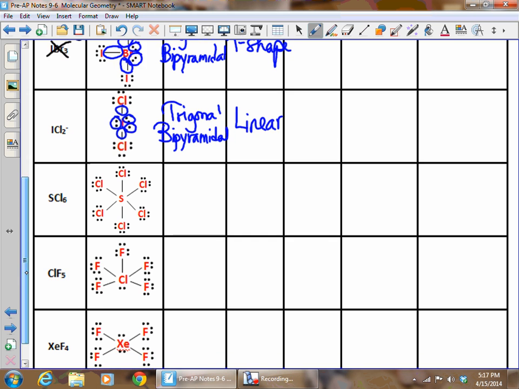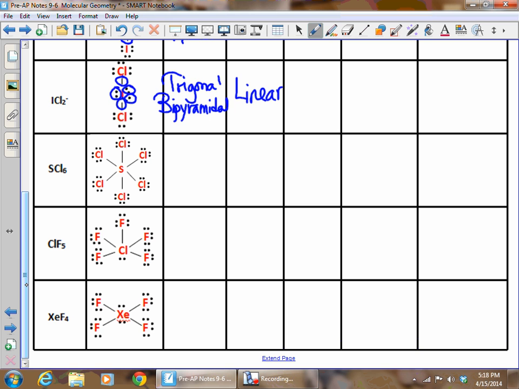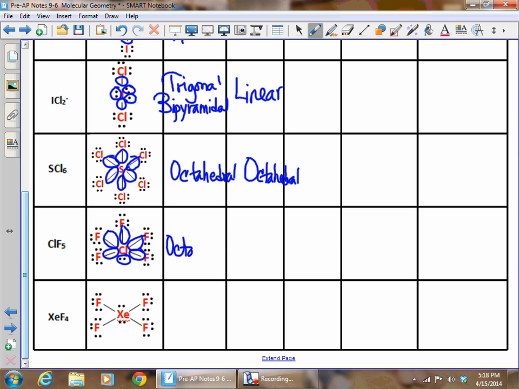The last three structures are all going to be based on an octahedral shape. So there's our 6 pairs of electrons around the central atom, octahedral. And since there are no lone pairs, it's still going to be octahedral for its molecular geometry. But now we go to the next one. The next one has, again, 6 pairs of electrons around the central atom. So it's going to be octahedral.